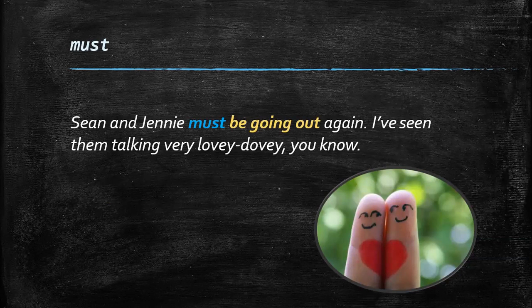Sean and Jenny must be going out again. I have seen them talking very lovey-dovey, you know. Okay. So here, my friends, here is the continuous, okay? It's the present but with continuous. Okay, you are making a deduction about the present. Sean and Jenny must be going out again. I have seen them talking very lovey-dovey, you know.